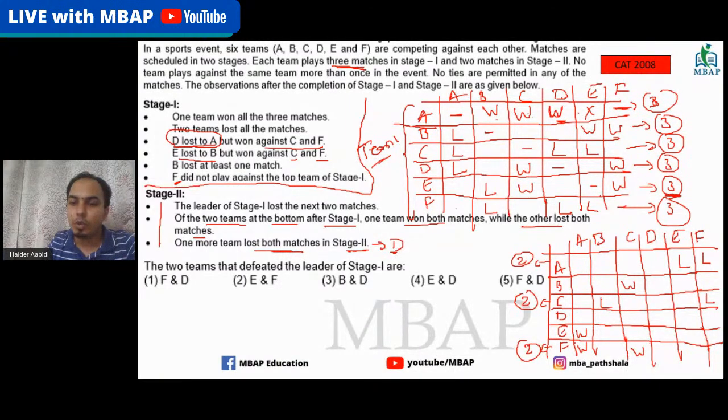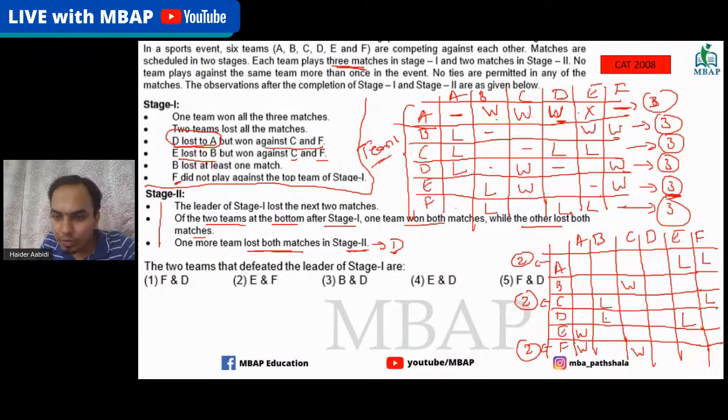Okay, because for now we don't have any result for D, and for the other 3 teams, you already know that 2 games are already done. B and E were 1-1. We wanted one team which has lost both the matches. Now D is going to lose against B, and D is also going to lose against E.